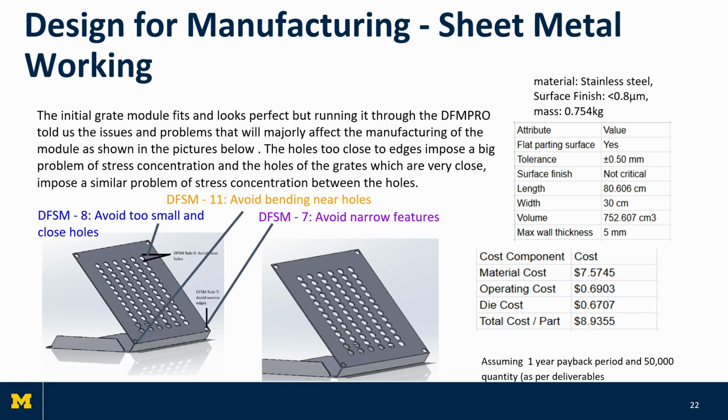The module fits and looks perfect, but the cost per part calculation, involving bending and hole operations, comes up to $8.99. Here the initial module has 5 mm thickness and around 82 holes in total. Running it through DfM Pro flags some DFSM rules that were not followed, explained properly in the next slide.